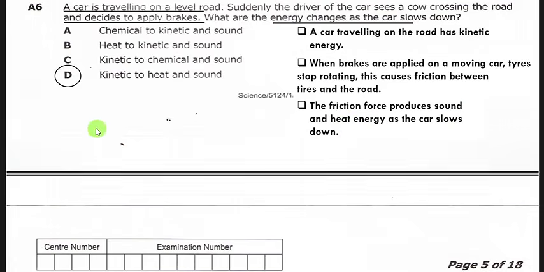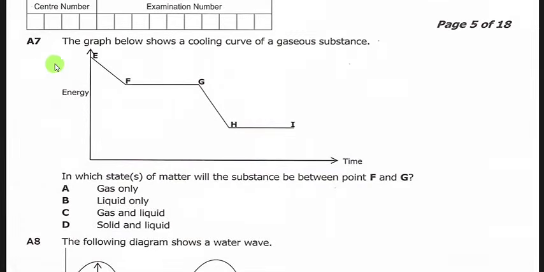So let's move to another question, which is 7. 7 says the graph below shows a cooling curve of a gaseous substance. So there is a cooling curve of a gaseous substance, here energy, here time. Then the question says, in which states of matter will the substance be between point F and G? So where are points F and G? F, G.